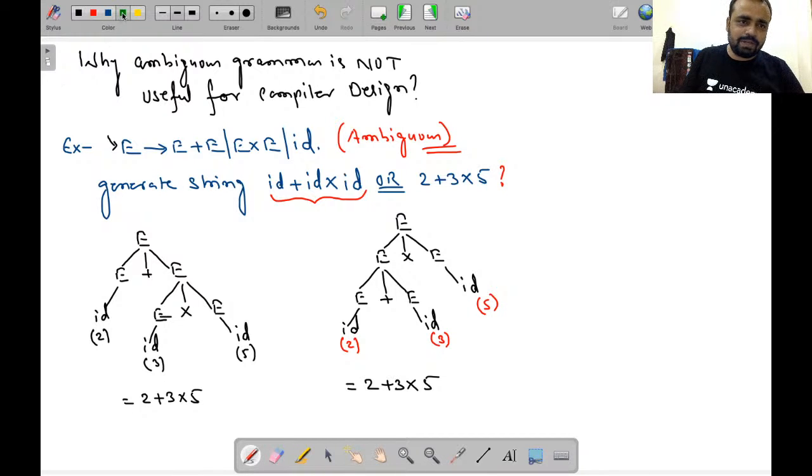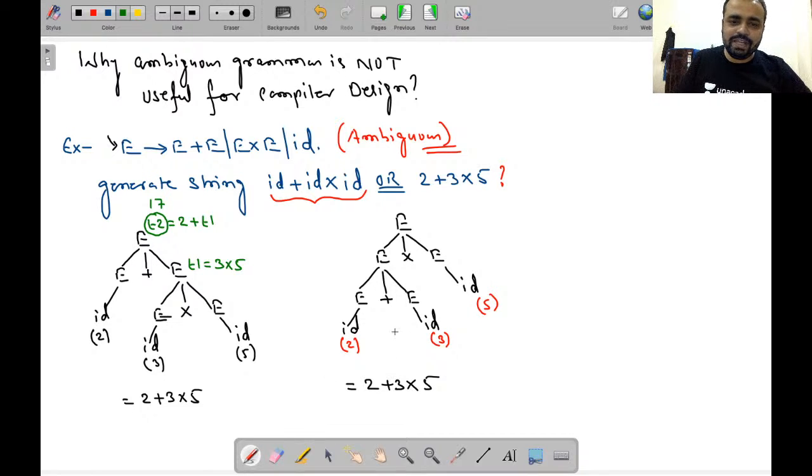Looking at this particular parse tree, we realize the value 3 into 5 will be stored over here. Suppose this is T1. T1 is equal to what? 3 into 5. And here what value will be calculated? This one plus this one. So here we calculate T2 is equal to 2 plus T1, and T2 will be the final result. So what result are we getting from here? We are getting the result 17.